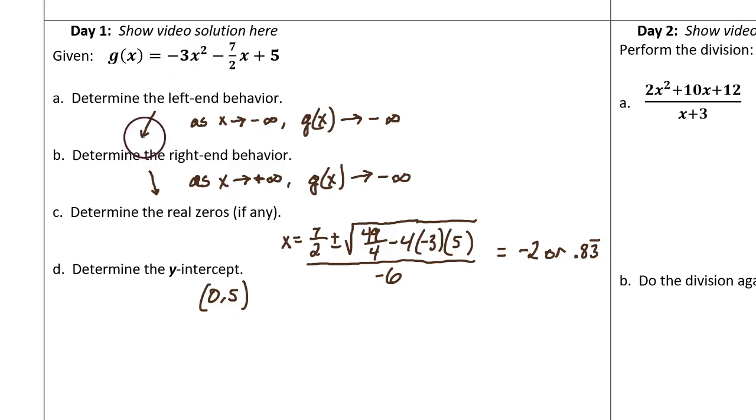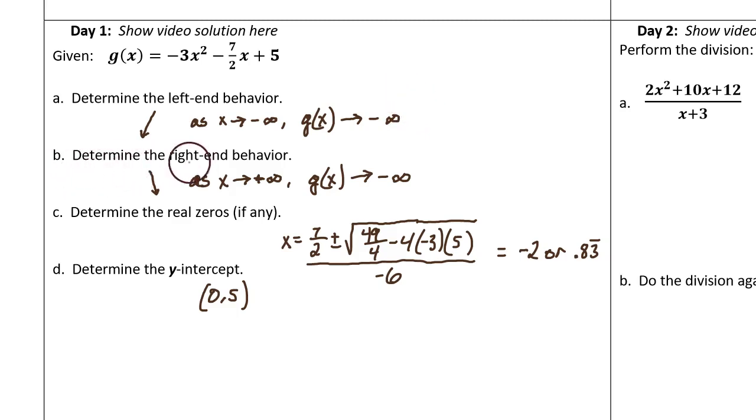The left end of the graph is going to look like this, and then it's going to curl up and then come back down. So we want to describe this in symbols. As x approaches negative infinity, that means on the x-axis, as you're moving to the left forever, this is how you describe the left end, g of x approaches negative infinity. This describes going downward forever. So in symbols, this is one way to describe that the left end of the graph is going downwards forever.